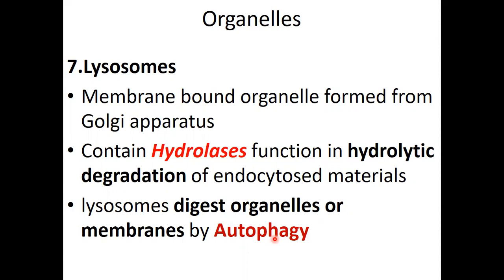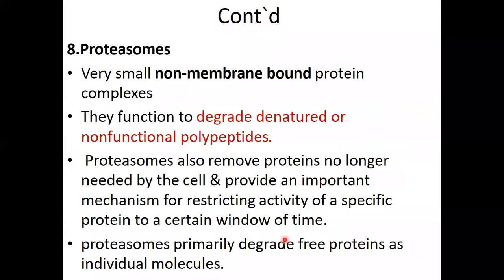Then if it's digesting foreign cells, we call it phagocytosis. Autophage is self-eating. Then phagocytosis is now destroying other foreign cells. So lysosomes are involved in both processes, phagocytosis and apoptosis. Let's look at proteasomes. Now, proteasomes do not have a membrane, just like ribosomes.